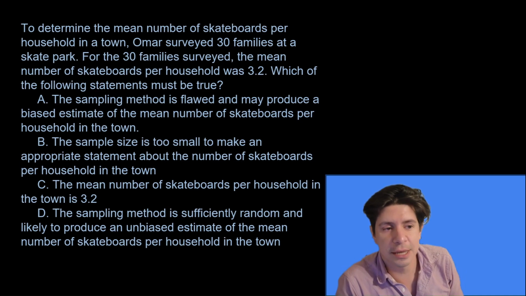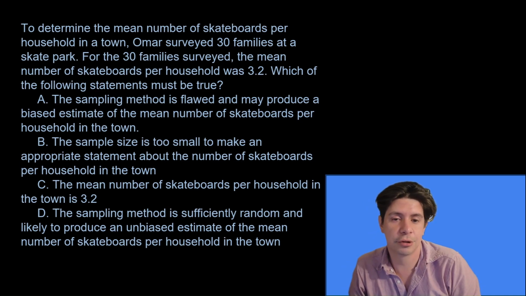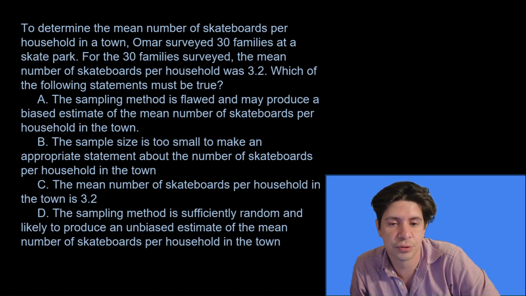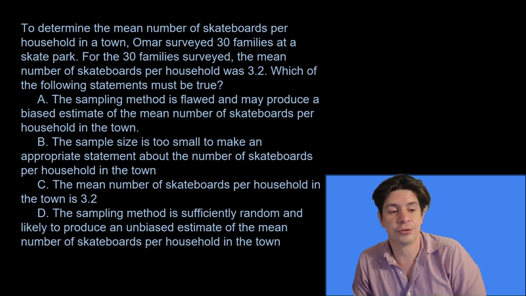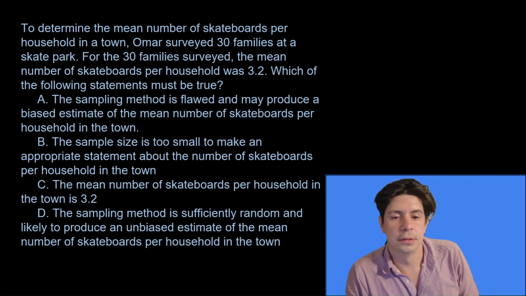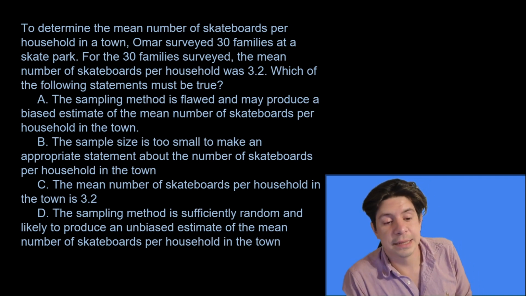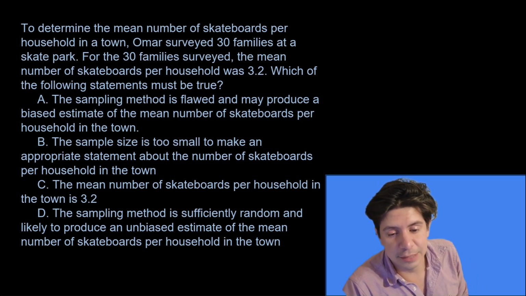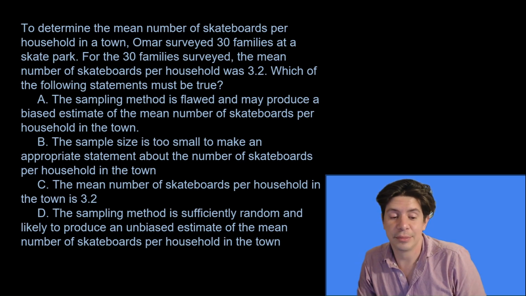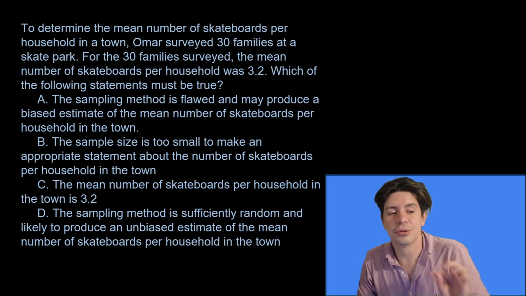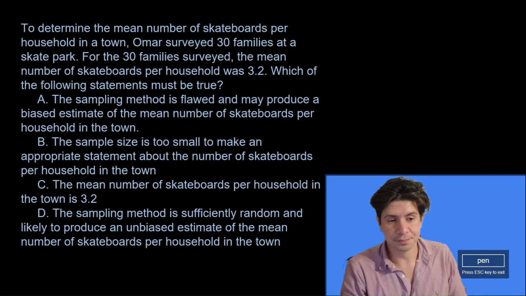To determine the mean number of skateboards per household in a town, Omar surveyed 30 families at a skate park. For the 30 families surveyed, the mean number of skateboards per household was 3.2. Which of the following statements must be true? The sampling method is flawed and may produce a biased estimate of the mean number of skateboards per household in the town. The sample size is too small to make an appropriate statement about the number of skateboards per household in the town. The mean number of skateboards per household in the town is 3.2. The sampling method is sufficiently random and likely to produce an unbiased estimate of the mean number of skateboards per household in the town. So this one is all about how would you do a good sampling.